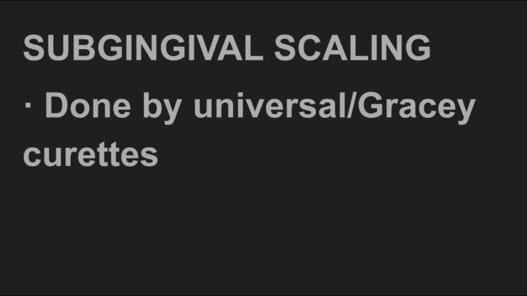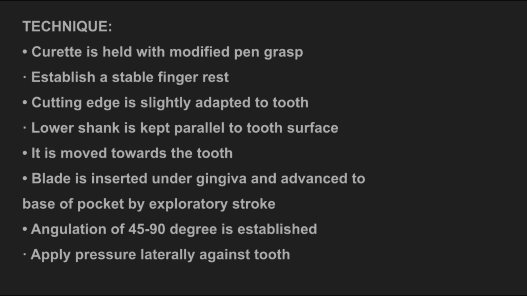Next is subgingival scaling, usually done by universal or Gracey curettes. The technique is: the curette is held with a modified pen grasp. Establish a stable finger rest. The cutting edge is slightly adapted to the tooth, then the lower shank is kept parallel to the tooth. You have to move towards the tooth.